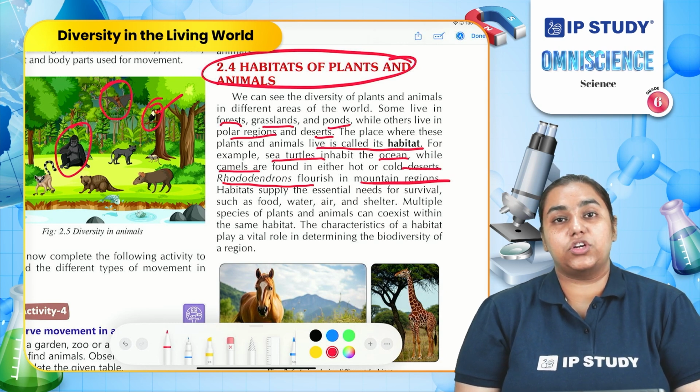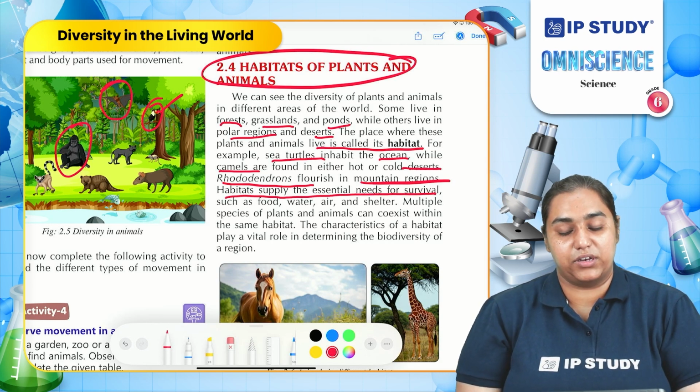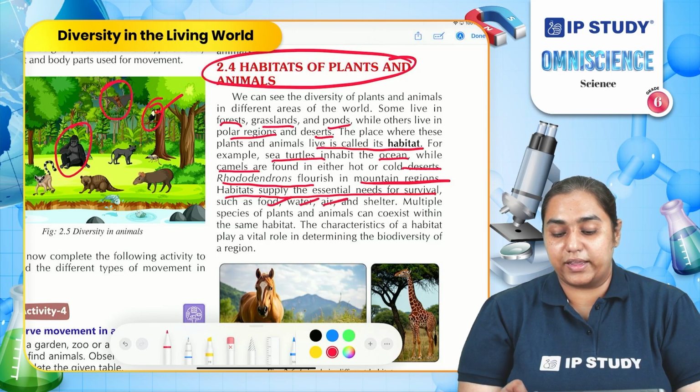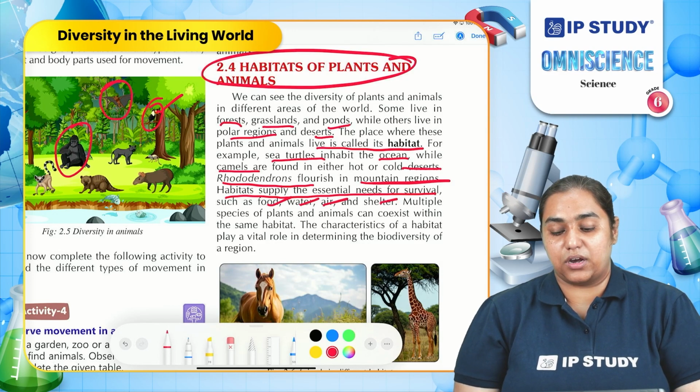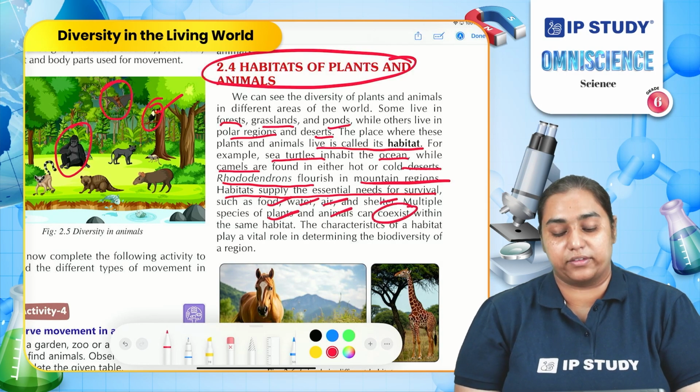Habitat plays a crucial role in all the living beings' life. The reason being, habitat is important to supply the essential needs for their survival, such as food, water, air, and shelter. In a single habitat, multiple plant and animal species can coexist together.